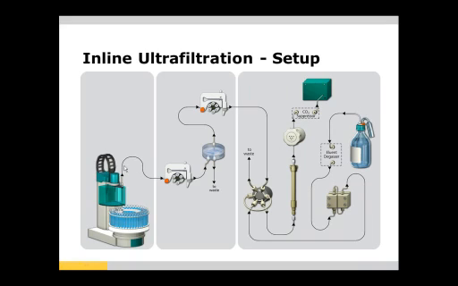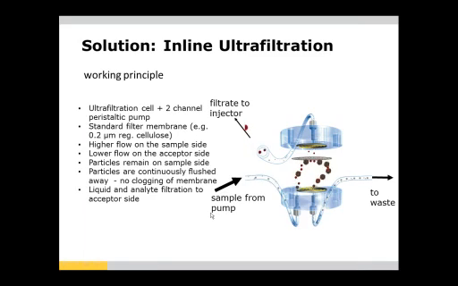Here we are making use of the dual channel peristaltic pump. The first channel transfers the sample into the ultrafiltration cell, and the second channel of the peristaltic pump transfers the filtrate to the IC injector. How does it work? We have a high sample flow rate at the ultrafiltration cell on the sample side. The sample goes and gets filtered, and the filtrate is aspirated by the second channel of the peristaltic pump, and it gets transferred into the IC injector.